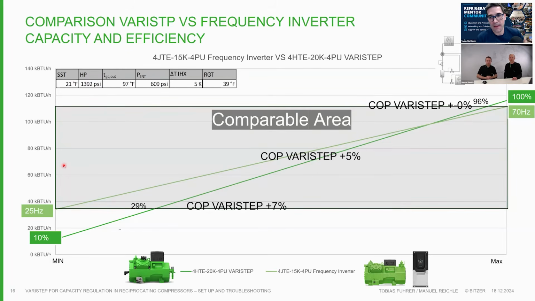So we have here a flash gas bypass system. The values for the compressors you can see on the top line. The important thing is on the right side, we have the compressor. It's a 4JTE with variable speed, which is the bright green line. It can go from 25 to 70 hertz, which is 37 kBTU per hour, and at the top, it's 115. Whereas we selected one size bigger Varistep compressor displacement-wise, because we don't have the capability to go to 70 hertz. So it's calculated with 60 hertz.